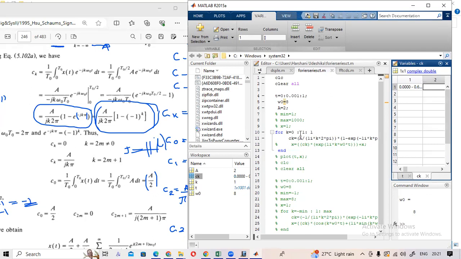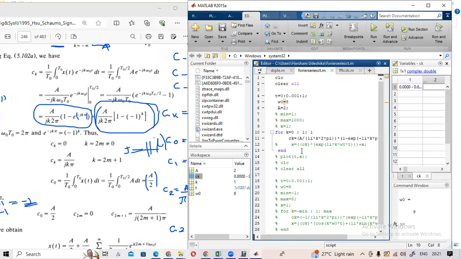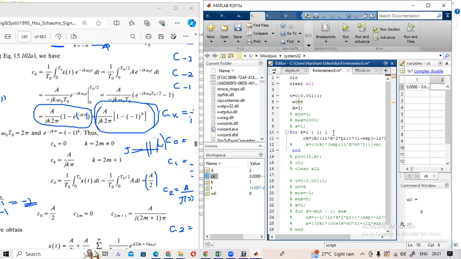Anyway, if we write 0 here, the problem is that this will be 0. So e to the power 0 will also be 1, and 1 minus 1 will be 0 actually. So you can't calculate the C naught value here. You can calculate actually from C1. Anyway, you can't put a minus integer here.